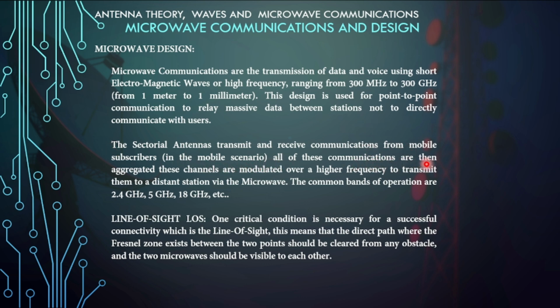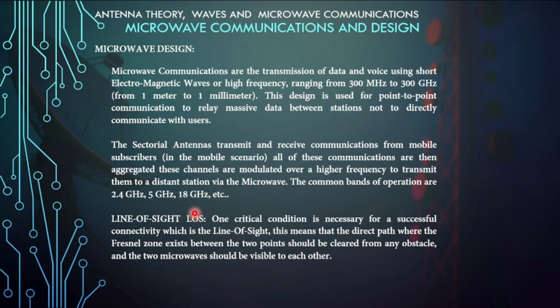All of these communications are then aggregated, summed up. Now, they are modulated in channels and then over a higher frequency to be transmitted to a distant station via the microwave link. The common bands of operation are 2.4 gigahertz, 5 all the way to 18 gigahertz.